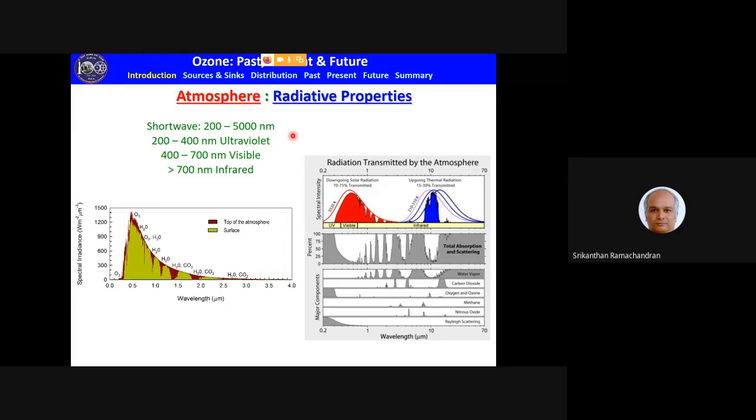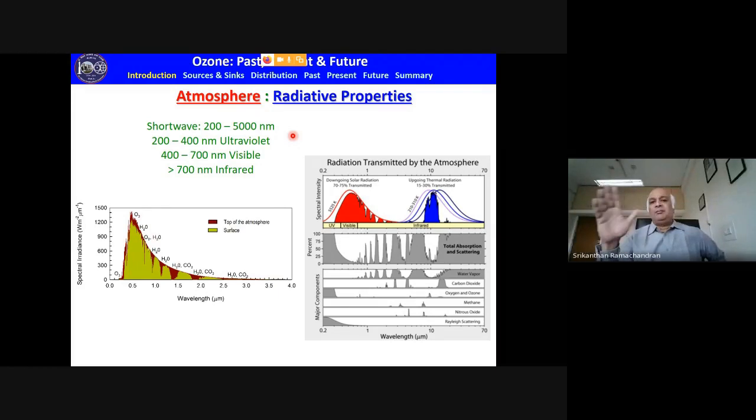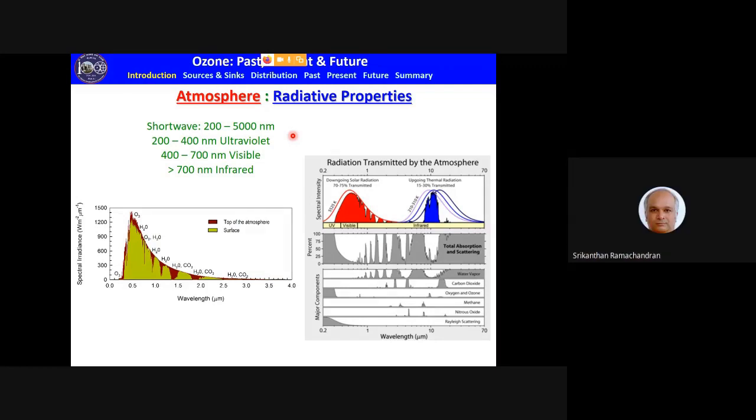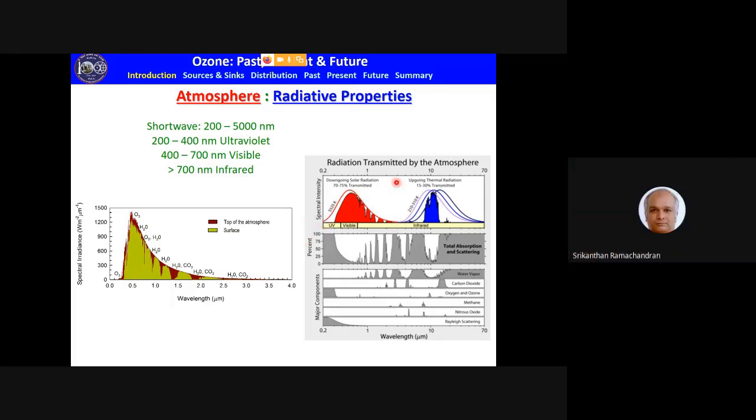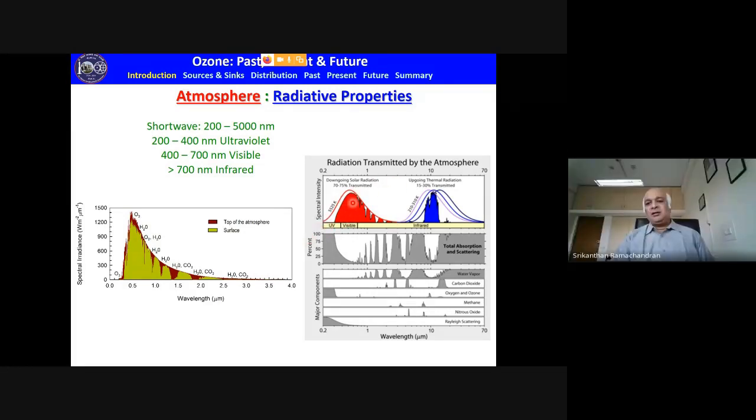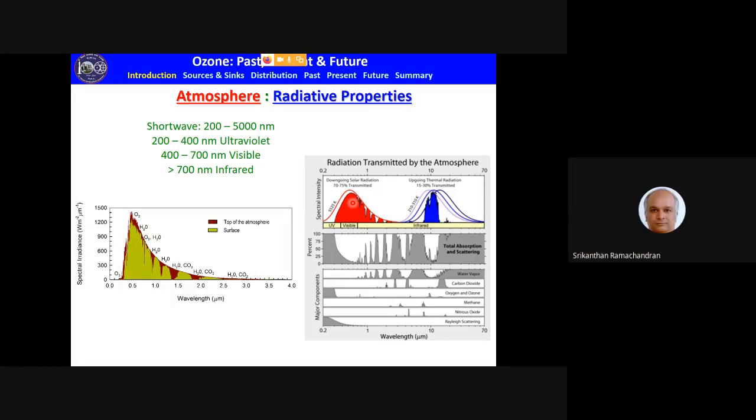And when we look at the radiation that we receive, we divide it into short wave, which is typically from 200 nanometers to about 5 micrometers, and then we divide it further into ultraviolet, visible, and infrared, as many of you are aware. Now, the radiation coming from the sun peaks at around 0.5 micrometer wavelength, while the radiation that goes back to the top of the atmosphere after reflection from the Earth's surface peaks at around 10 micrometers.